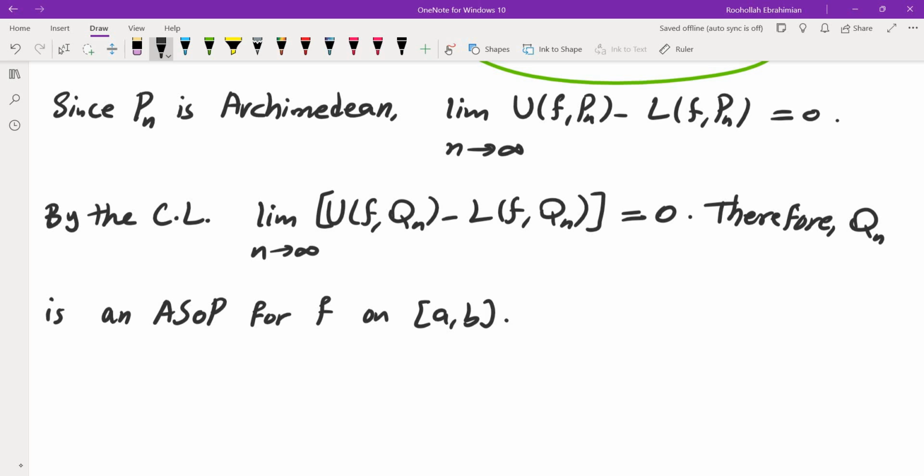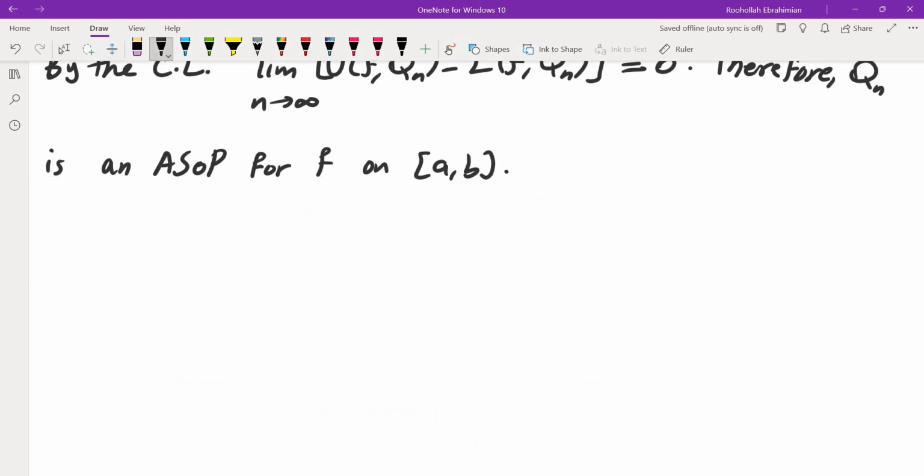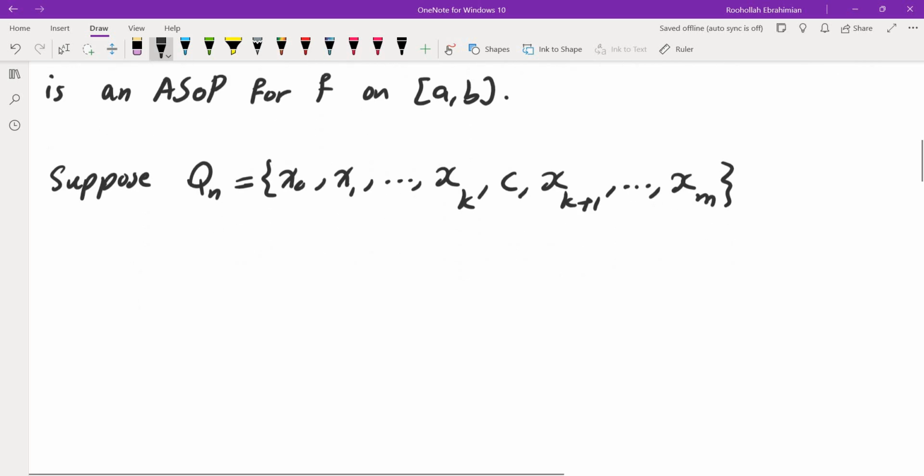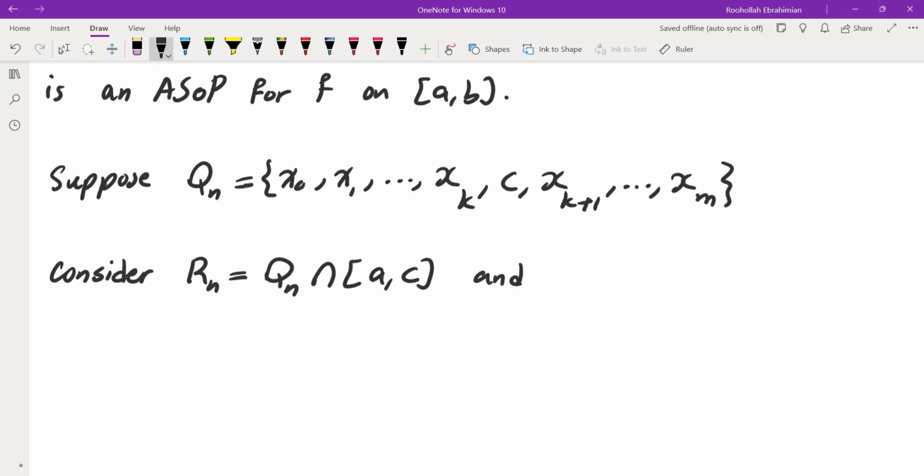Okay, so if you look at Qn, we know that Qn has c. We are going to take the part of Qn that is from a to c. So suppose Qn is x0, x1, there's a c somewhere, and then, maybe I'm going to call the term right before c xk, then c, then xk plus 1, and then eventually let's say xm, something like that. Now, consider the sequence of partitions Rn, that is Qn intersection with [a, c], and Sn, Qn intersection with [c, b].